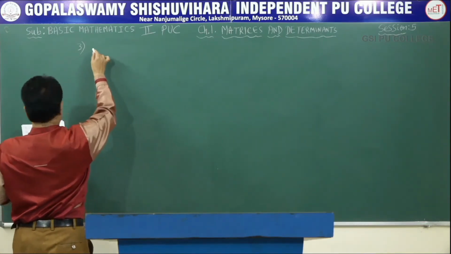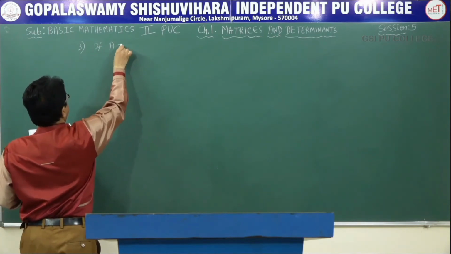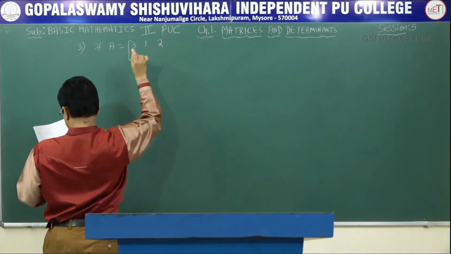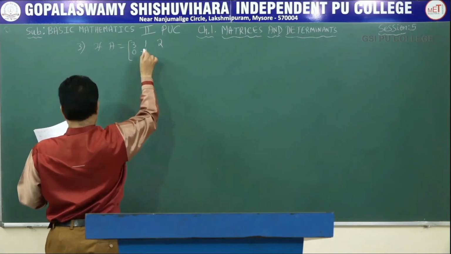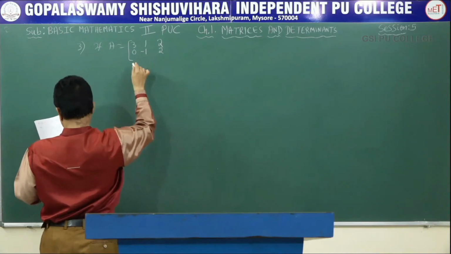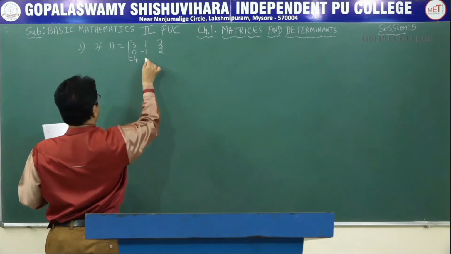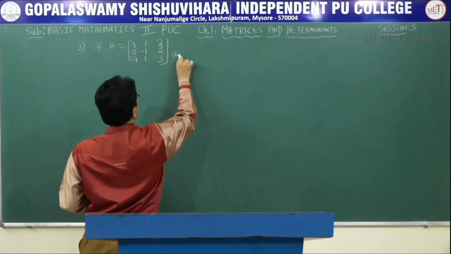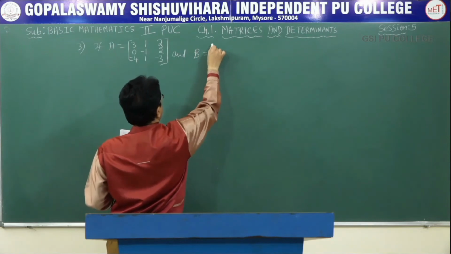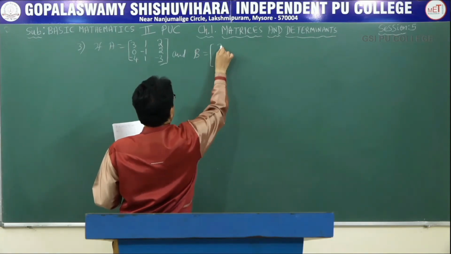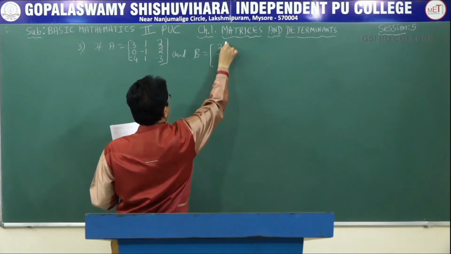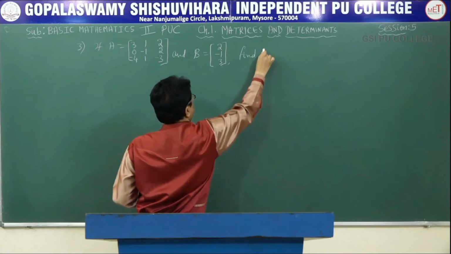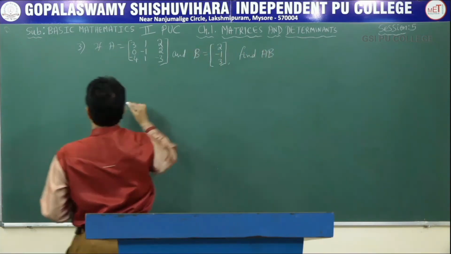Next problem, if A equals [3, 1, 2; 0, -1, 2; -4, 1, -3] and B equals [2, -1, 3], find AB.